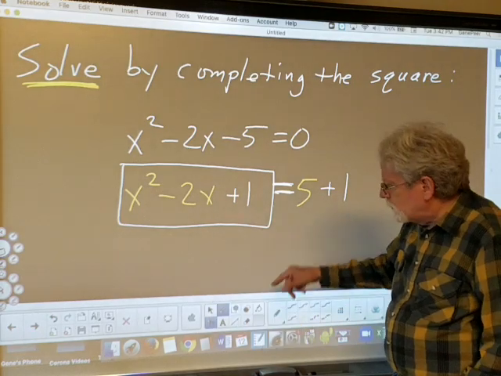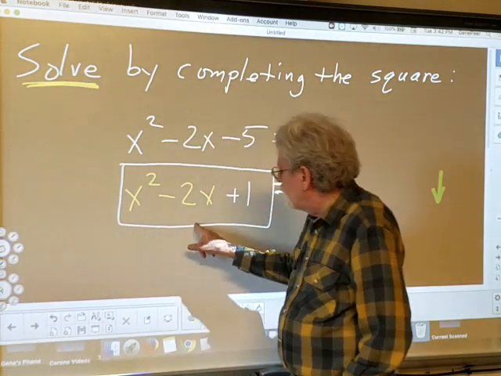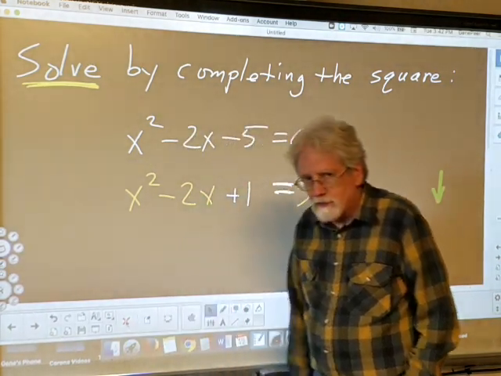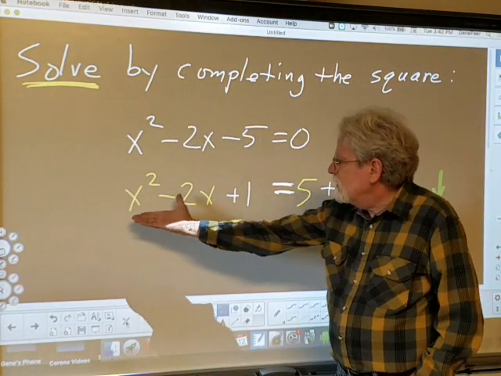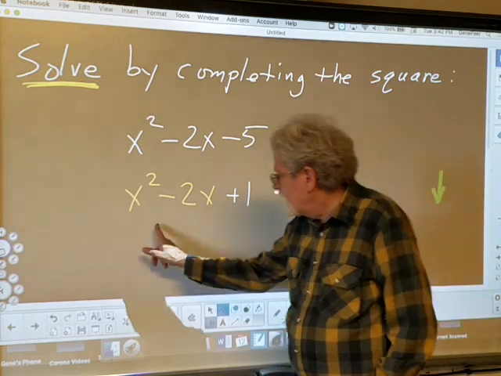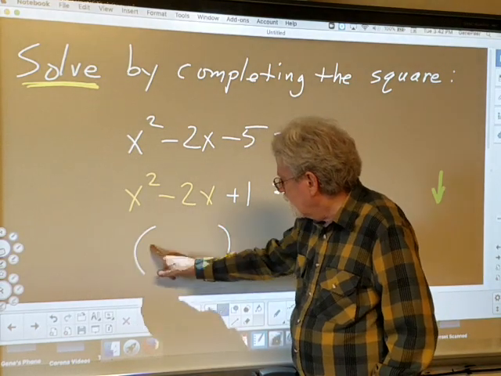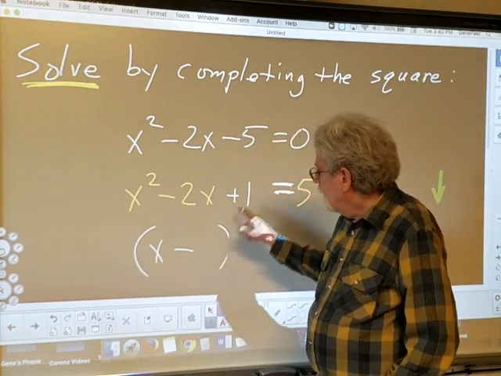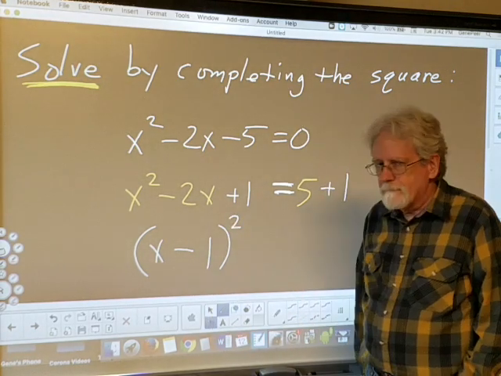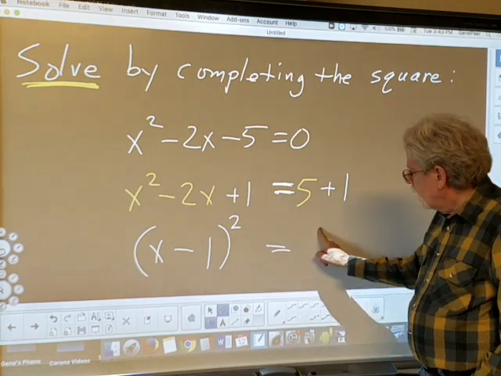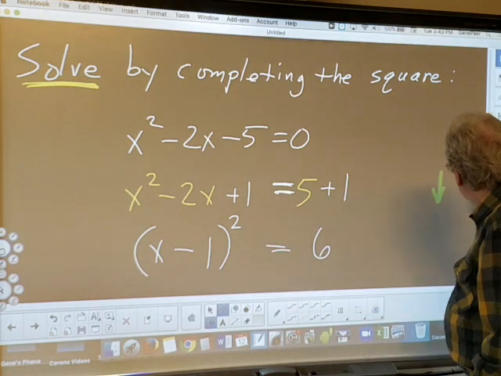The beauty of this is, by the way, we just rigged it to be easy. You almost feel like you're cheating. We rigged it to be easy because we can factor this now. How do we factor it? x, match the sign. What squared gives 1? There. Equals 6. What do I do now?